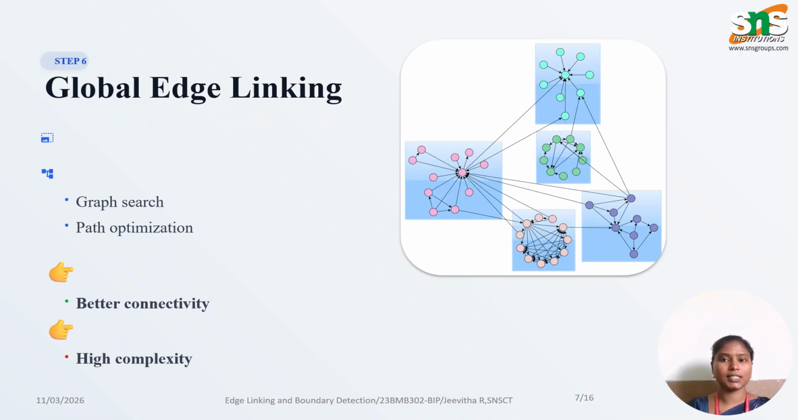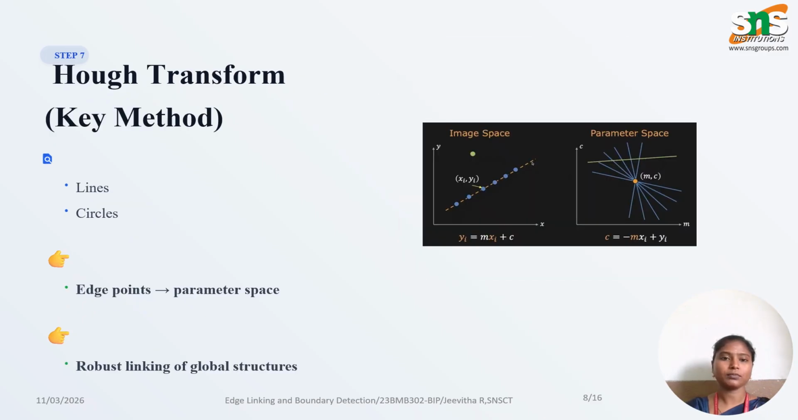Global edge linking considers the entire image. Instead of local comparison, it uses graph search and path orientation techniques. It tries to find the best path connecting edge points across the image. This results in better connectivity and more accurate structures. However, it is computationally complex and time consuming. So there is always a trade-off between accuracy and complexity.